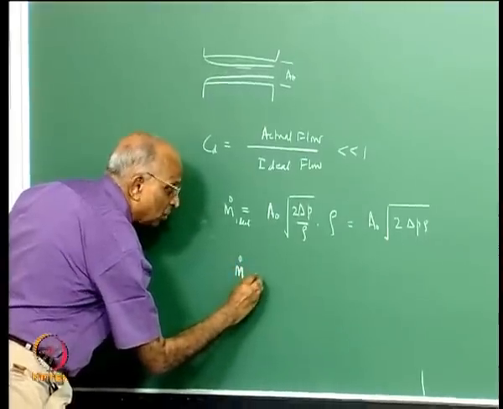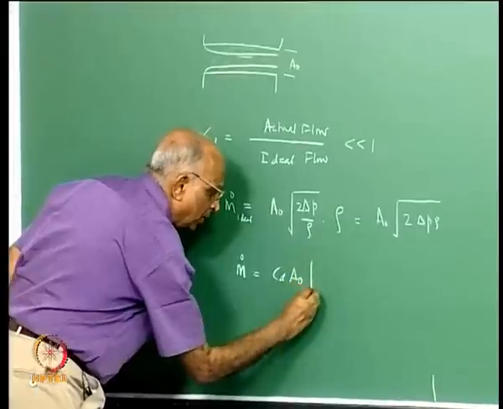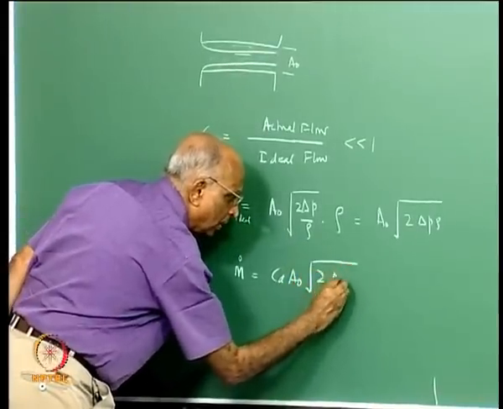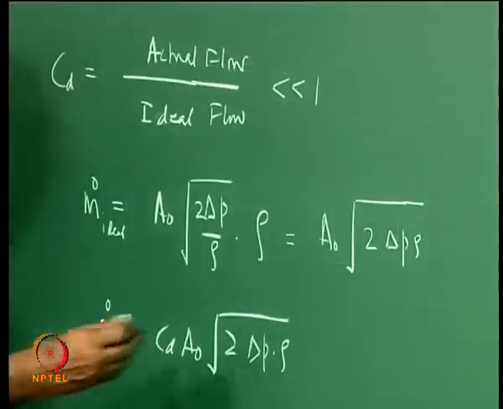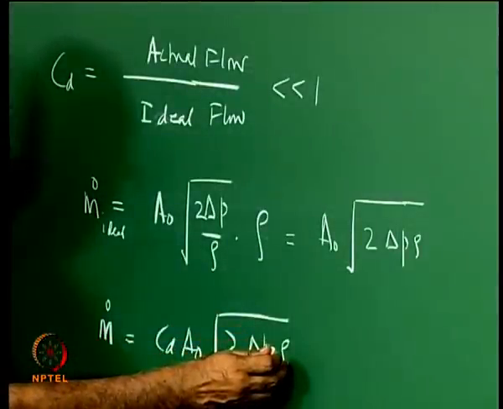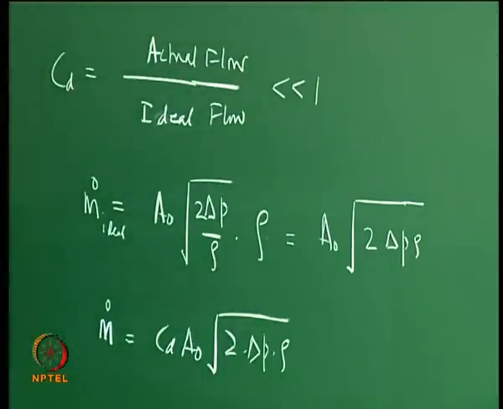m dot should be equal to CD into A0 into under root 2 delta P multiplied by the density. That is the incompressible flow, and therefore the density is constant, so it is CD A0 under root 2 delta P rho. This is the value of the flow which takes place.